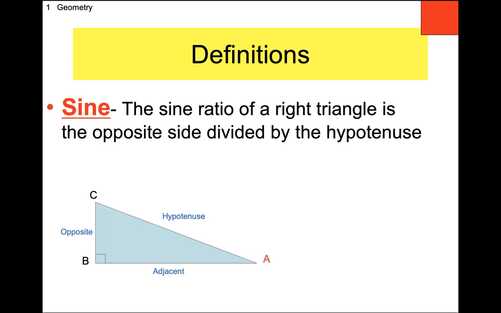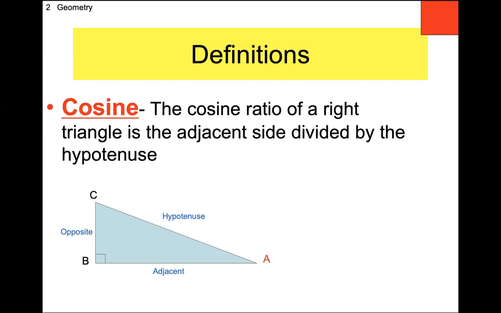So by definition, we are going to define sine as the opposite side divided by the hypotenuse. And remember, when we say the side, we're talking about the length of the side. So sine is the opposite over the hypotenuse. Cosine, you pause and write that down. Cosine is the adjacent divided by the hypotenuse.